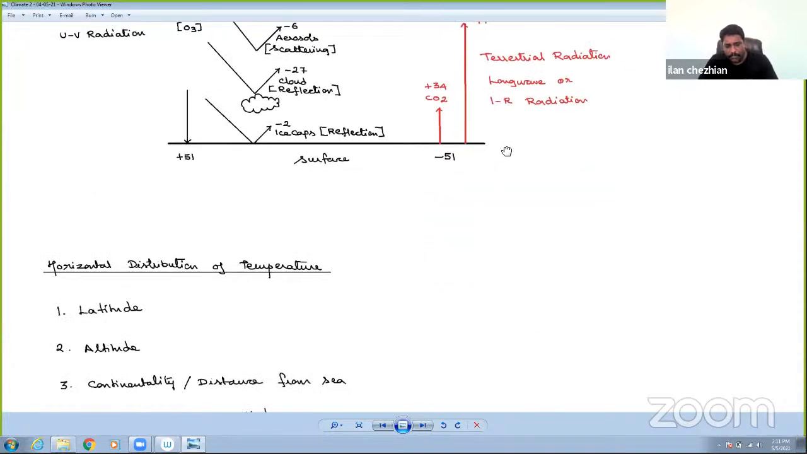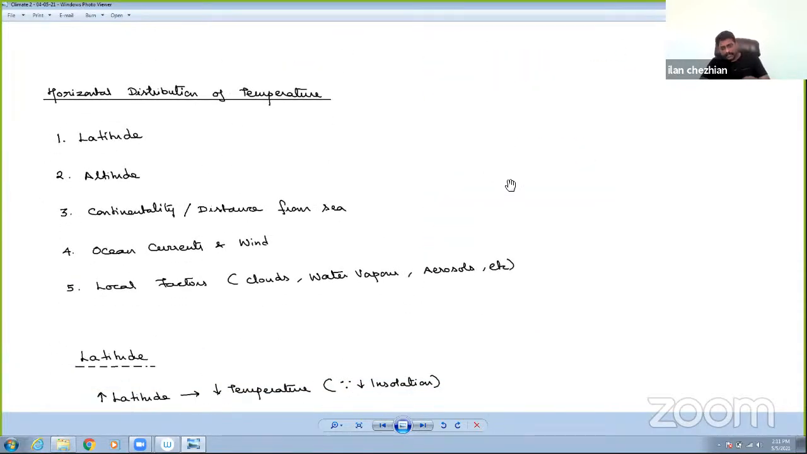After completing the heat budget, we were talking about the horizontal distribution of atmospheric temperature. What are the different factors which result in the variation of temperature from place to place? Various factors we have seen. Among them, the most important factors are two, my friend. Number one, latitude, and number two, altitude. That's the reason hill stations are always colder. Why are hill stations always colder? Because of altitudinal difference.